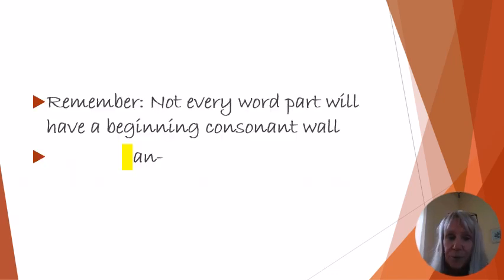Remember, not every word part will have a beginning consonant wall. Some word parts will jump right to the middle, right to the vowel sound, and we will not have a beginning consonant wall. As you see in this syllable, we've jumped right to the A sound, which is represented by the letter A, and we do not have a beginning consonant wall. Thus, the empty highlight at the beginning of that syllable. Not every word part will have a beginning consonant wall. It's important to know that.